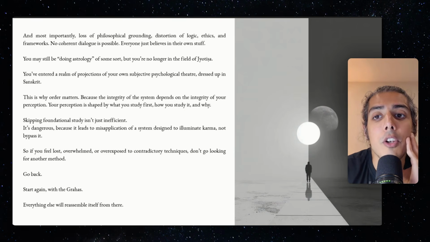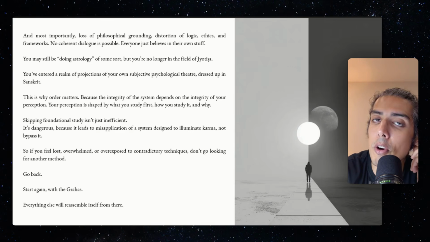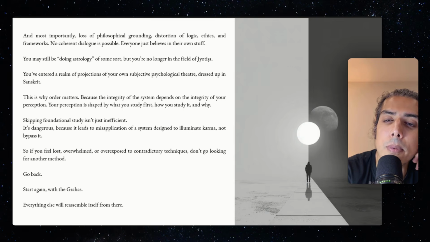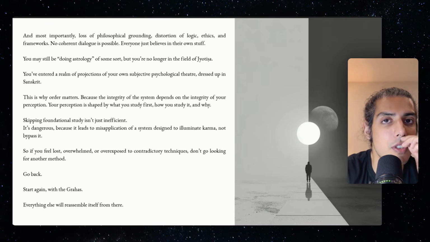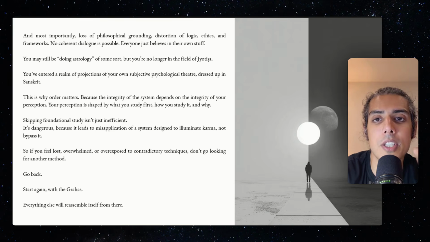And most importantly, loss of philosophical grounding starts, with distortion of logic, ethics, and frameworks. No coherent dialogue is possible. You Jyotishis speak over each other. Everyone just believes in their own stuff. Everyone's Jyotish is different. Everyone is a researcher. Everyone has unlocked some special techniques.